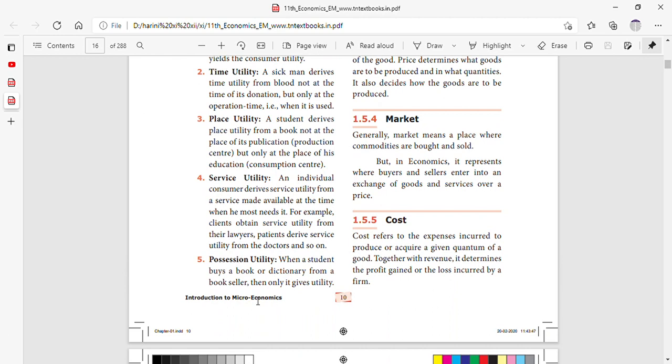So see, next is possession utility. So possession is who has possession of that thing. If you have a 10 rupees note, it belongs to you. But even if you write your name on that 10 rupees note and give it to someone else, it now becomes that person's note. It will not be yours.